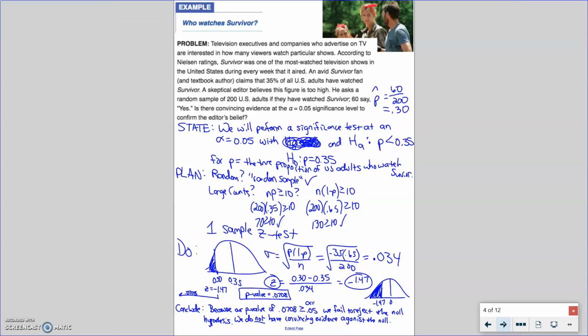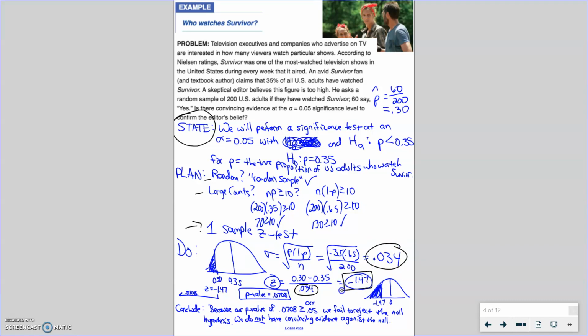So I wanted to show you guys, this is my version of it written out. You can see there's a couple things I have a little bit different. The state looks almost exactly the same. In the plan, I actually check the conditions first and then say what the one sample Z test is, so it doesn't matter. But the reason I wanted to show you this is because of the do. Basically, I did everything kind of by hand, and when I got the standard deviation, I rounded a little bit more than what they did on the last page.